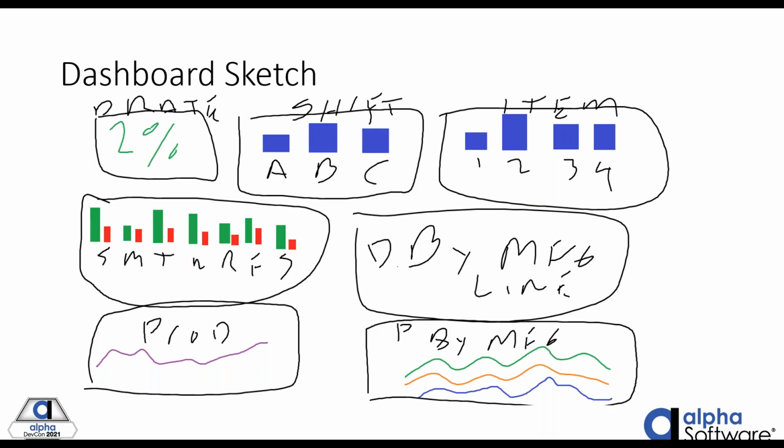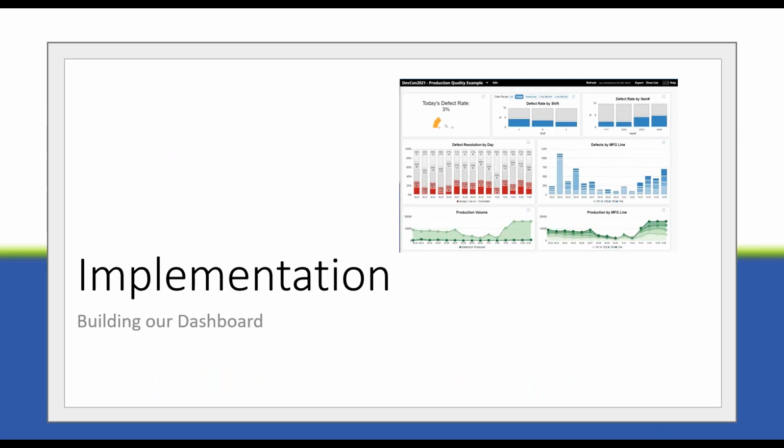We have our shift and our item breakdowns of defects. Maybe that's a bar or something. We want to look at our defects by resolution, maybe some kind of bar like that over time. Maybe we do the same thing for the defects by manufacturing line. Our production could be a line, and then our production by manufacturing line could be maybe a stacked series of lines. So now we're going to dive into actually trying to implement this dashboard, which will look something like what we've got up on the screen here.